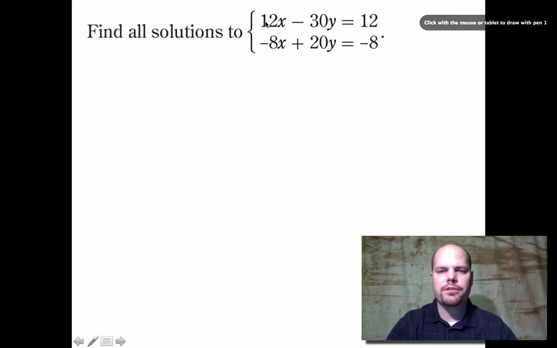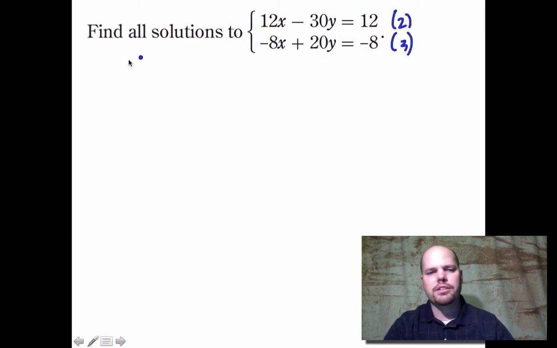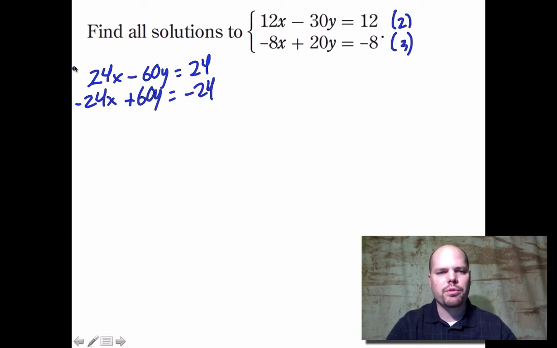Okay, what can you do to get these to be opposites? Well, 12 is not a multiple of 8, so we need to get a common multiple here. So I'll probably make these 24 and negative 24, or make these 60 and negative 60 and positive 60. So we need to multiply the top equation by 2, the bottom one by 3. So now our new system would be 24x minus 60y equals 24. The bottom one now is negative 24x plus 60y equals negative 24.